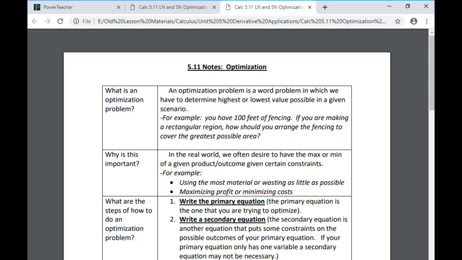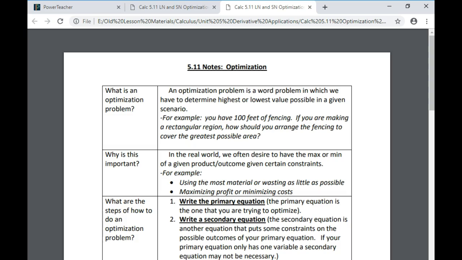All right, so what is an optimization problem? Basically, it's just where you try to find the best or the worst in a particular scenario. So I've got a word problem down here. It says you have 100 feet of fencing, and you want to make a rectangular region. How should you arrange the fencing to cover the greatest possible area? Okay, so that's an example. There are all kinds of ways you can set that up, but one would give you the most area, right? And that's what we're looking for, what setup would work the best.